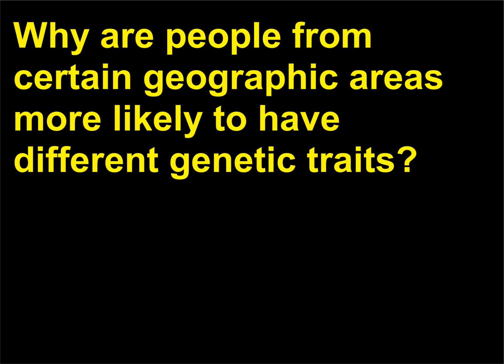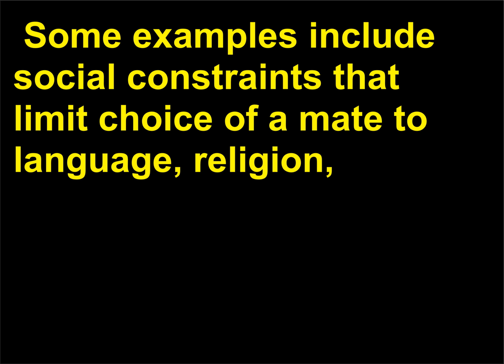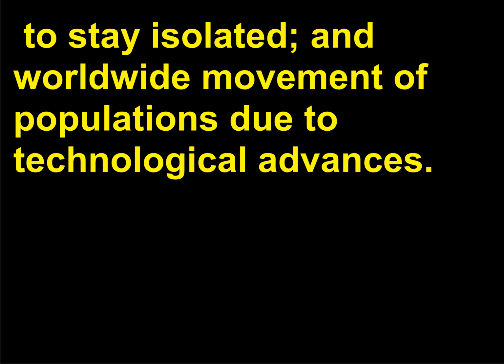Why are people from certain geographic areas more likely to have different genetic traits? Human activities can influence the distribution of alleles. Some examples include social constraints that limit choice of a mate to language, religion, and economic status, the tendency of some isolated populations, such as native island peoples, to stay isolated, and worldwide movement of populations due to technological advances.